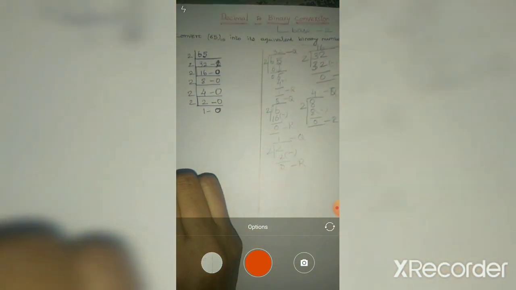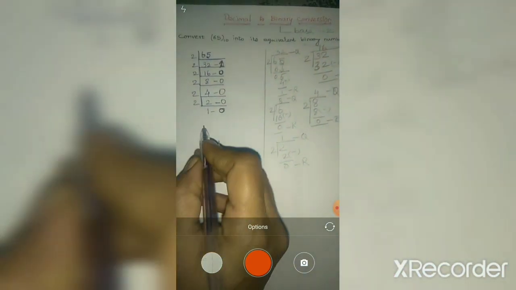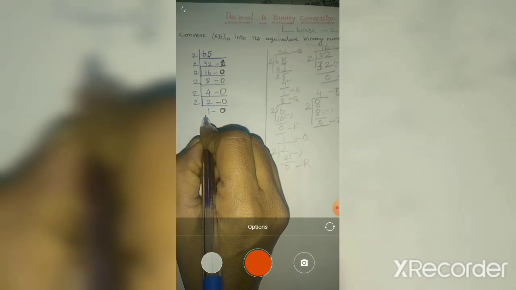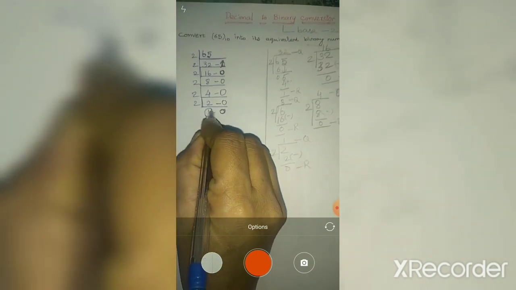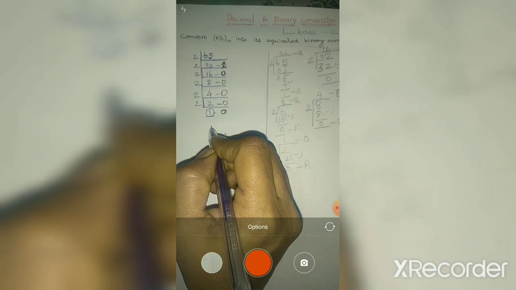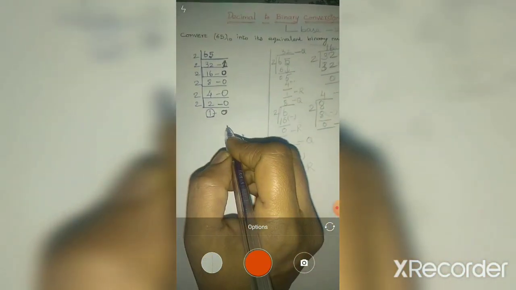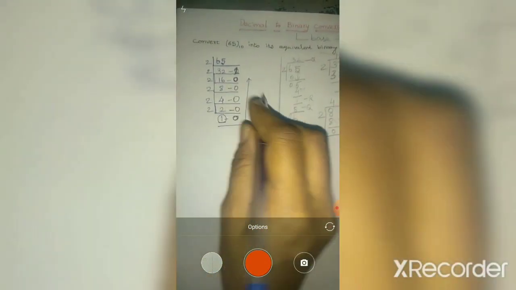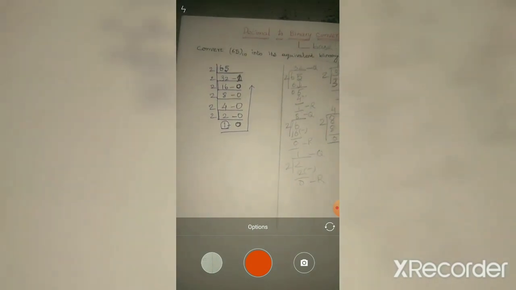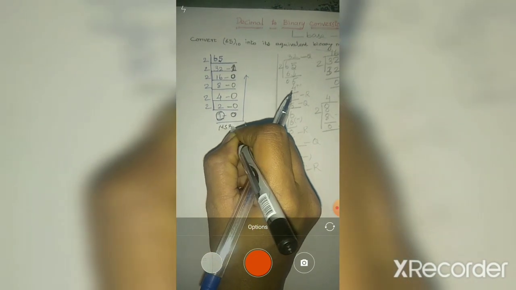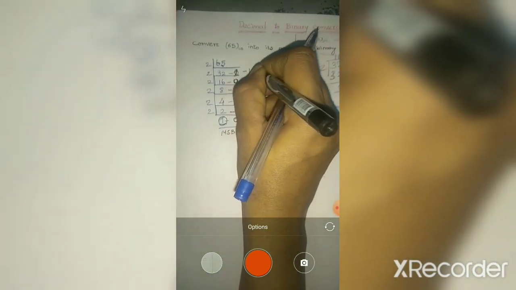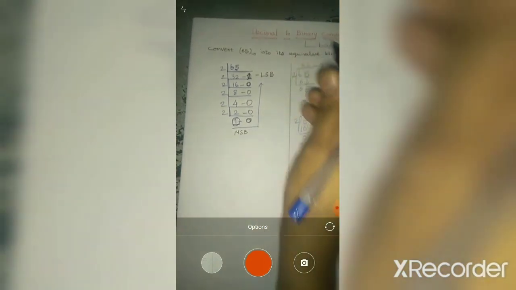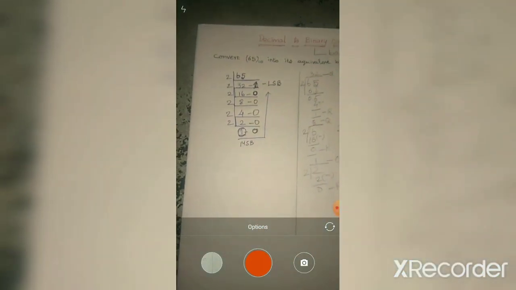Now stop the division process. Why stop the division process? Because we get the quotient 1. So stop the process. How to write this number? Bottom to top. The first is the most significant bit, and the last is the least significant bit.